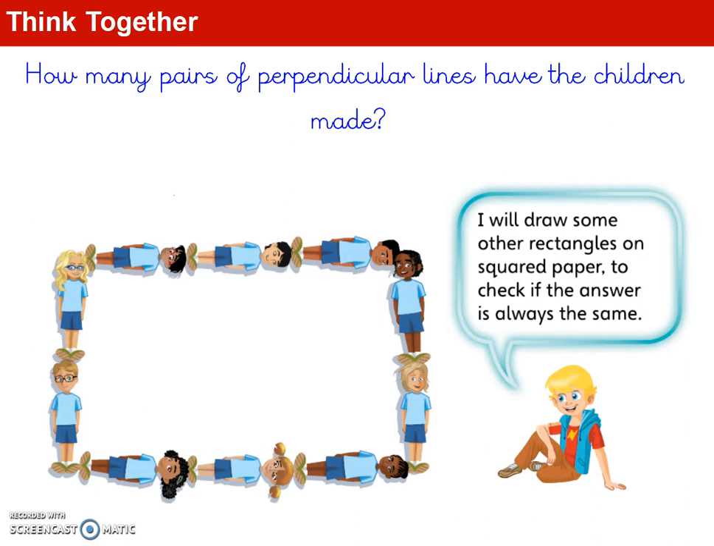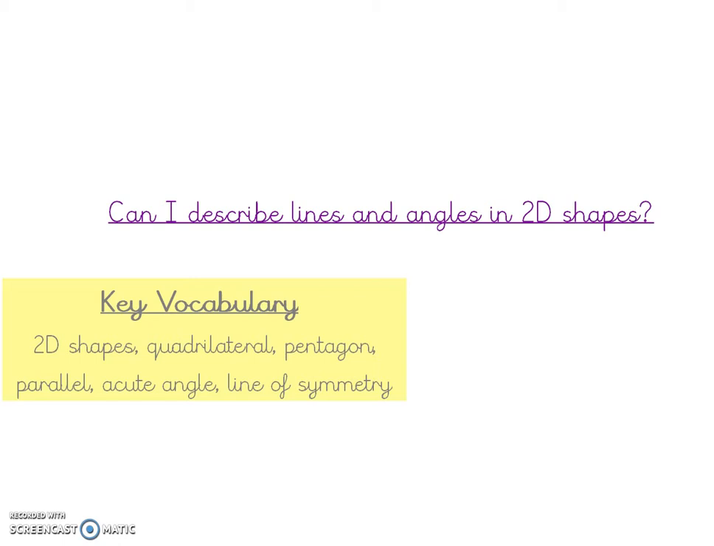And we're given the tip: I will draw some other rectangles on squared paper to check if the answer is always the same. So once you've given this a go, thinking about that definition of perpendicular we've looked at in previous lessons, and remembering the work we've just done on parallel, then you're ready to complete the textbook questions before moving on to the independent work from the workbook. So good luck with this, and I look forward to seeing the work you create.